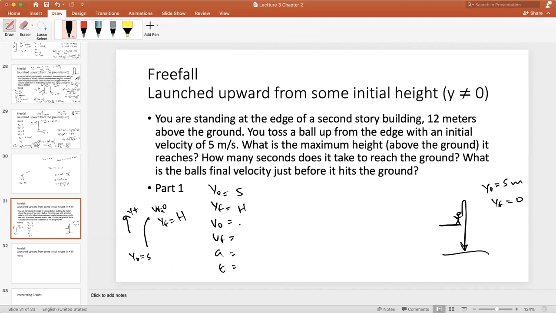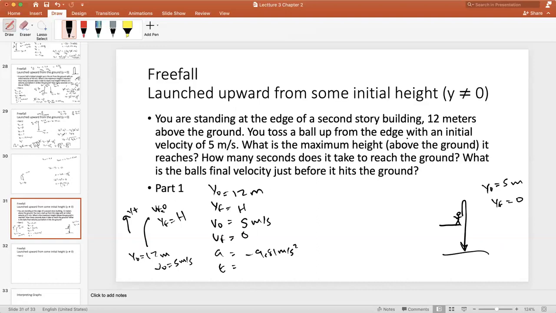V initial was, oh, I'm sorry, 12. This is 12, and V initial is 5 meters per second. Minus 9.81 meters per second squared for the acceleration. V final is 0, and time I don't know.